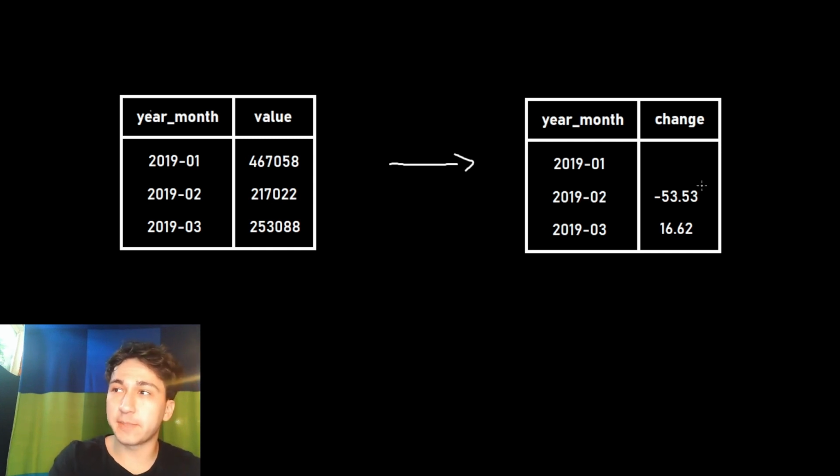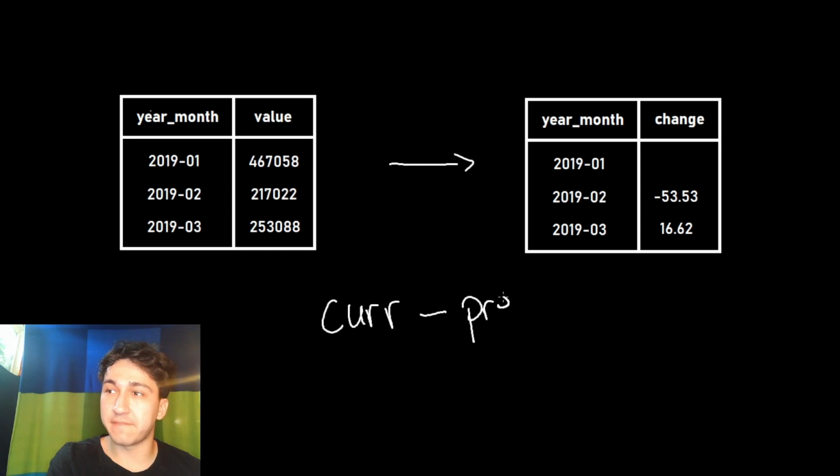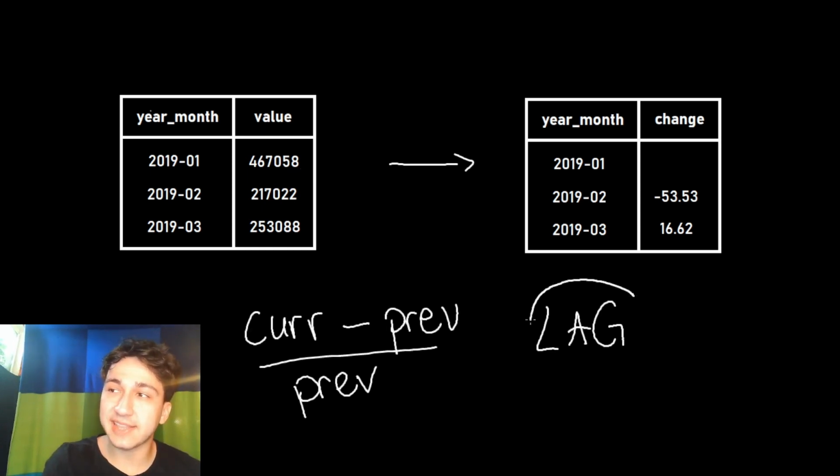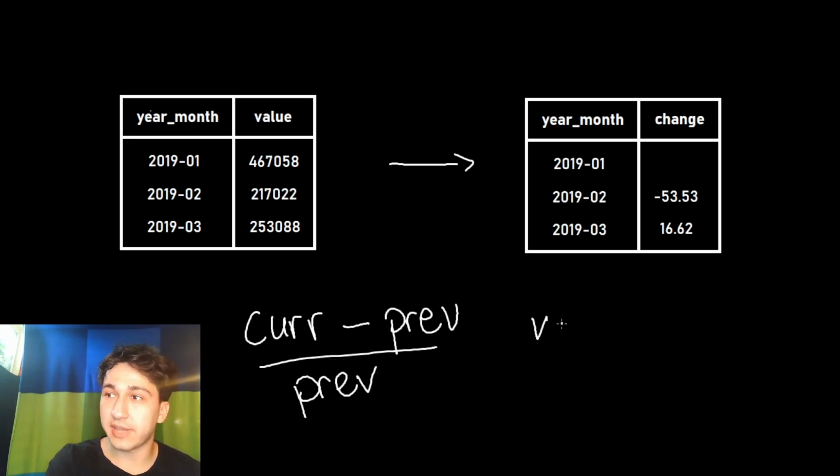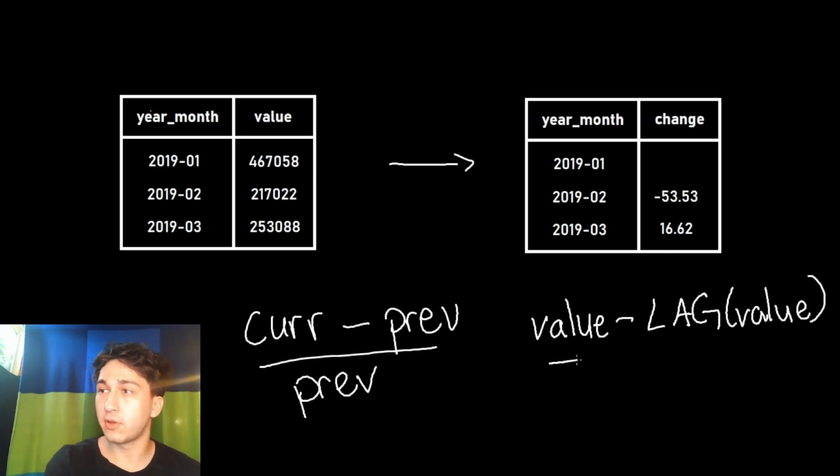So our formula to find the percentage change was current value, right, this, minus the previous value above it, this one, divided by the previous. Using this lag function will allow us to refer to this previous row when we're at whatever row we're at. So we will say value minus lag value over previous, right? And the previous is just the lag of the value.